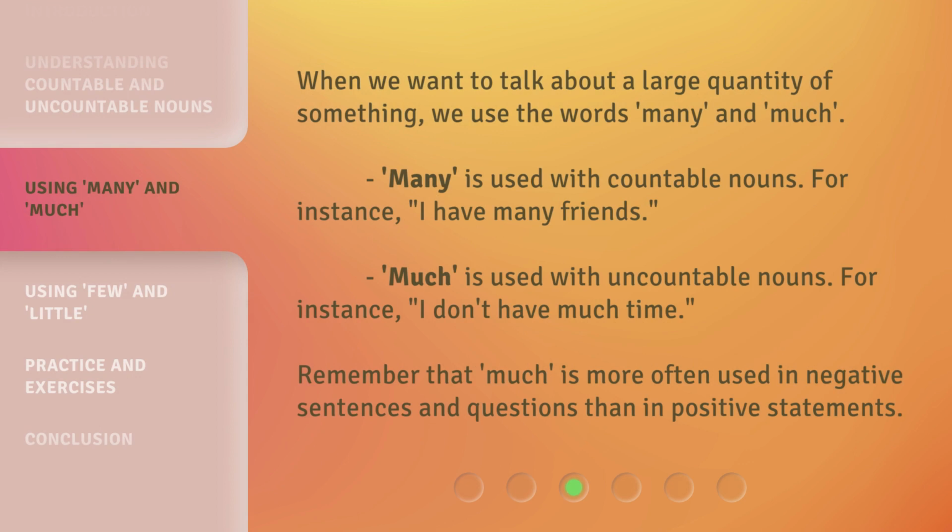When we want to talk about a large quantity of something, we use the words many and much. Many is used with countable nouns. For instance, I have many friends. Much is used with uncountable nouns. For instance, I don't have much time. Remember that much is more often used in negative sentences and questions than in positive statements.